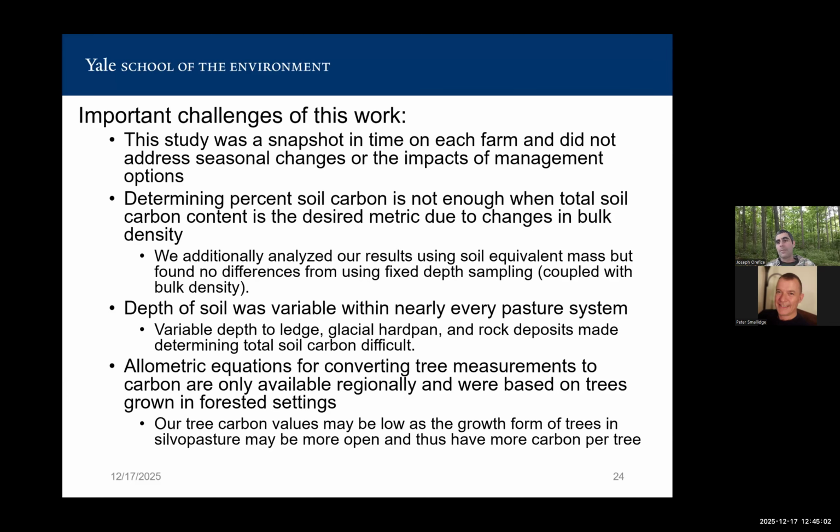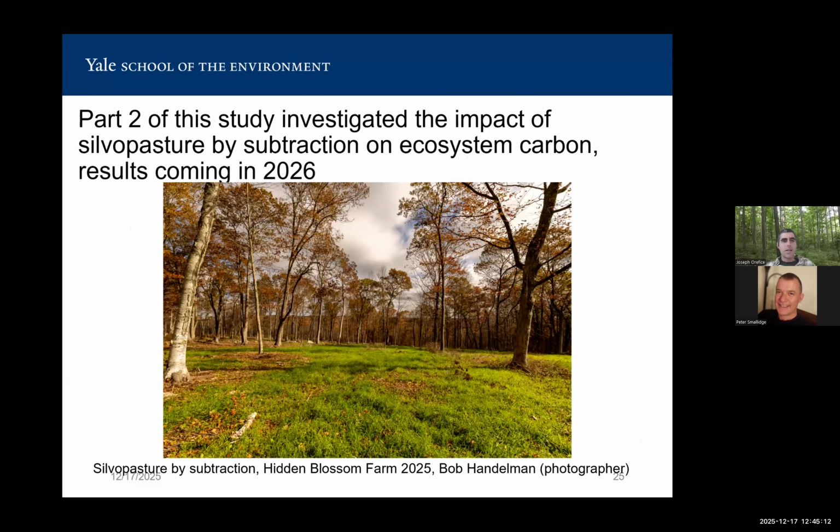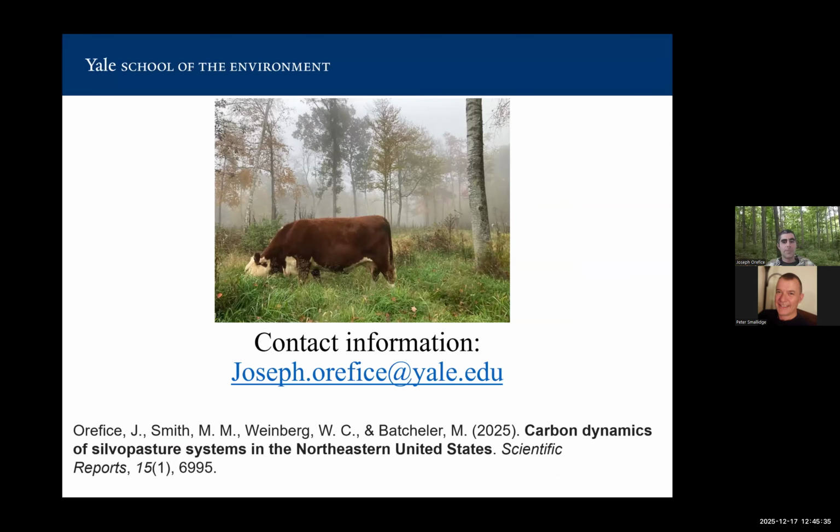But we don't have allometric equations for trees grown specifically in agroforestry systems, and we have to use what was available. So, part two of the study, which I can talk a little bit about if people are interested, was looking at silvopasture by subtraction on ecosystem carbon, and we should have those results published in 2026. That's the idea of removing trees from a closed canopy forest and establishing forages.